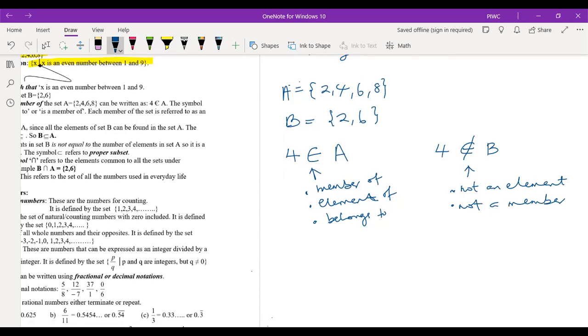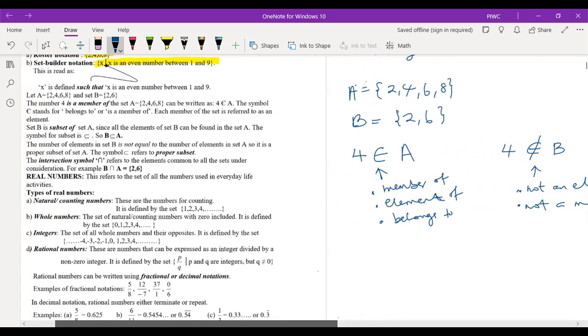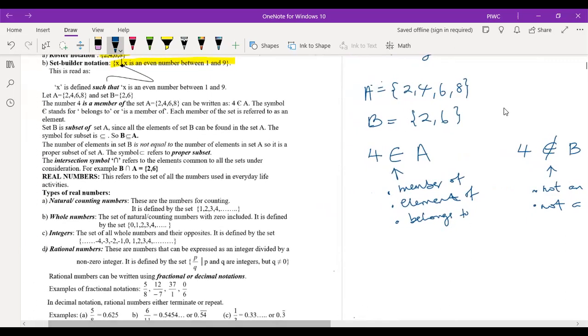Now, another symbol that I want us to define is this symbol known as a subset. Okay, subset symbol. So set B is a subset of A, since all the elements of B can be found in the set A. All right, and this is a symbol, and this is how you write it. B is a subset of A.